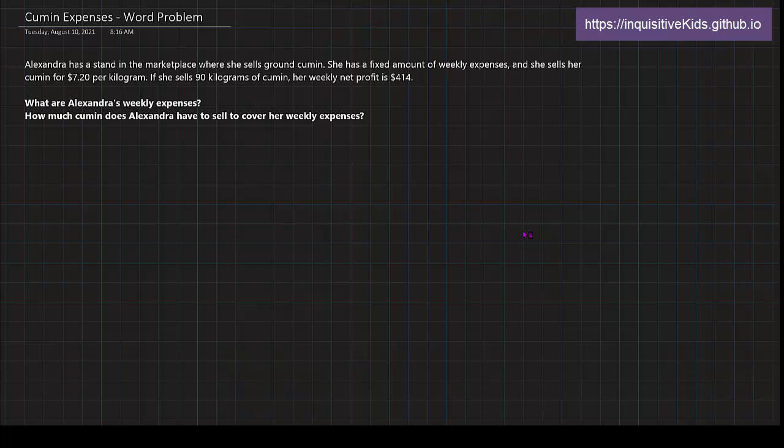Alexandra has a stand in the marketplace where she sells ground cumin. She has a fixed amount of weekly expenses, and she sells her cumin for $7.2 per kilogram. If she sells 90 kilograms of cumin, her weekly net profit is $414. 1. What are Alexandra's weekly expenses? 2. How much cumin does Alexandra have to sell to cover her weekly expenses?